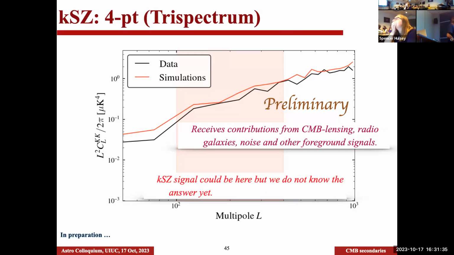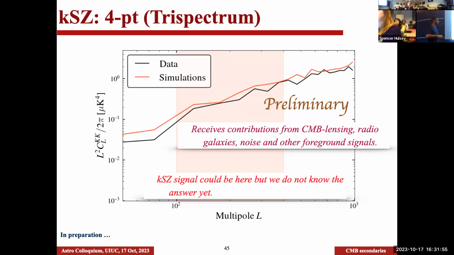And then this is a 4-point power spectrum. This is a 4-point function, so this is a trispectrum. Again, red is simulation, black is data. Again, you can see that they're very close to each other, meaning that whatever we think is happening in our sims is happening in data.